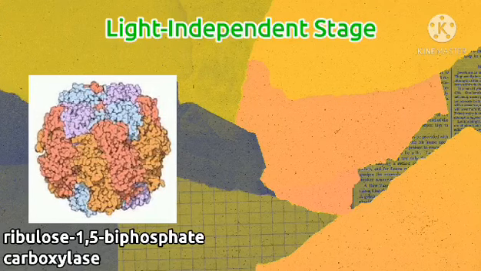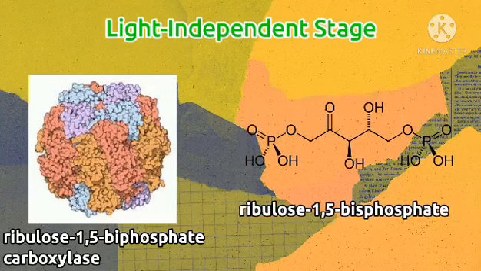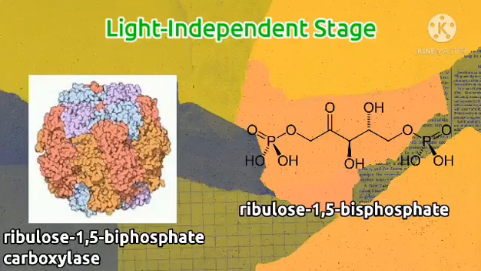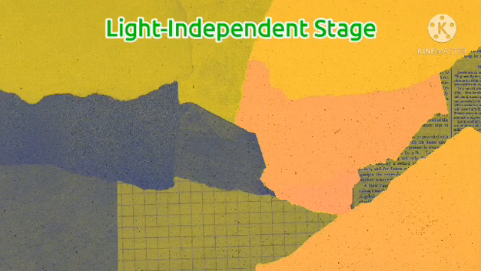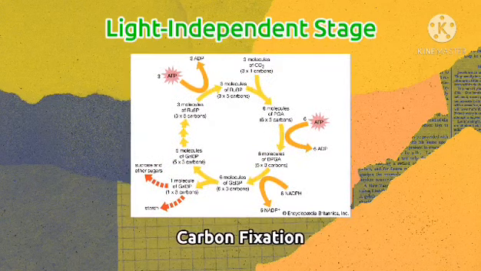1,5-bisphosphate carboxylase, or Rubisco for short, catalyzes the reaction and combines carbon dioxide with a 5-carbon sugar molecule called ribulose 1,5-bisphosphate, or RuBP. This results in an unstable 6-carbon compound, which breaks down into two 3-carbon compounds. This process is called carbon fixation.